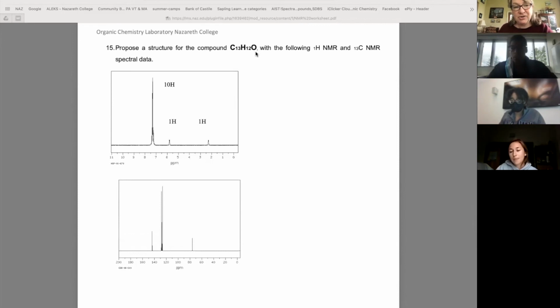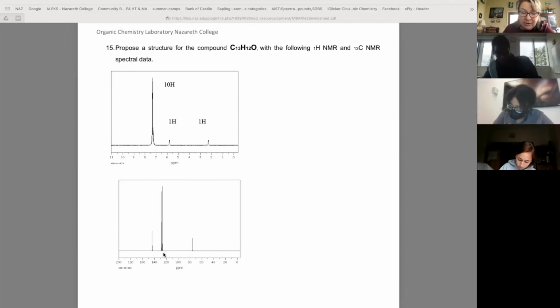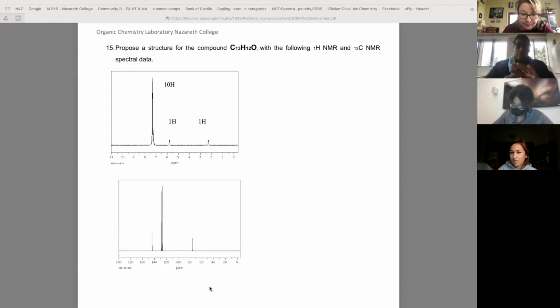How many degrees of unsaturation in this one, though? 8. So we have 2 benzene rings, right? But we don't have a carbonyl in between. We have something else in between, and that shows here too. There's the 10 H's in between 6.5 and 8, and we got the boatload down here. Now there's not one up here, so we don't have the carbonyl. So what do we have? A single bonded O, like an alcohol. That's exactly what we have.